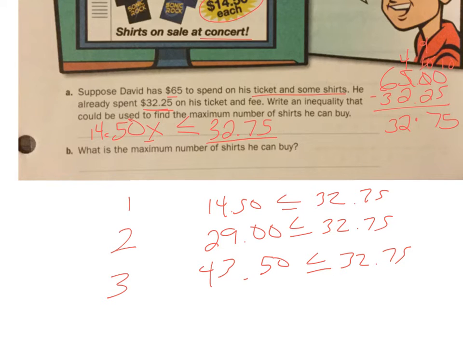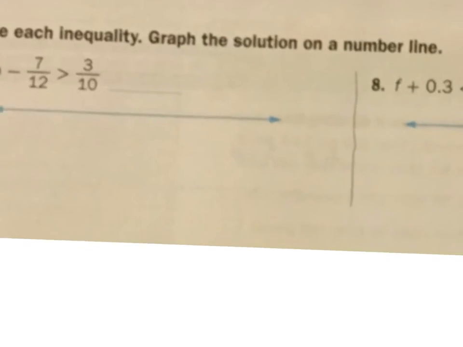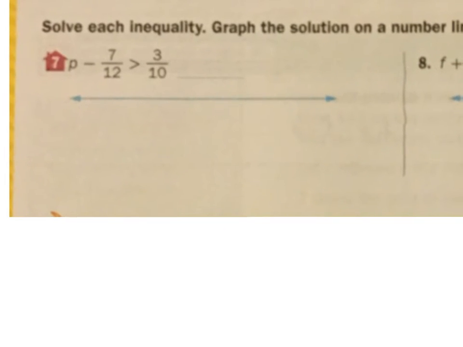$32.75? No, that's more. That one doesn't work. He can't do 3 shirts. The most he can get is 2 shirts. Okay, 2 more problems. Let's make these a little bigger so we can see them. There we go. Ooh, this is a fun one.